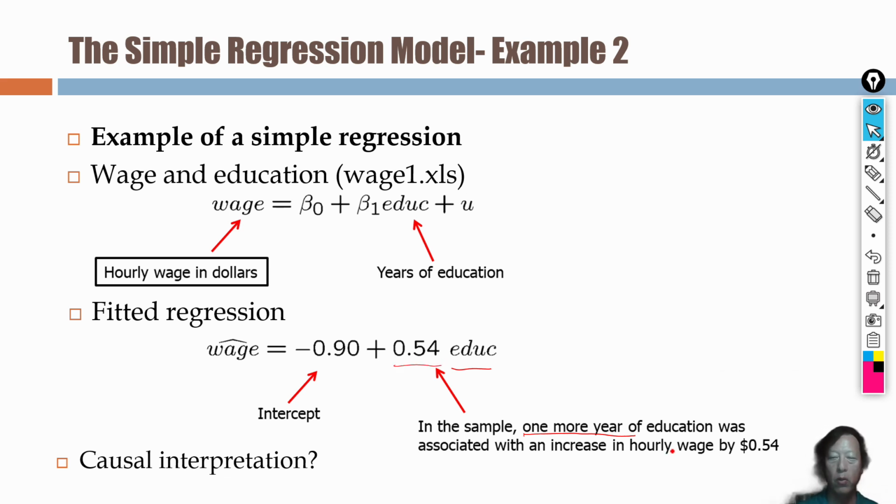Okay, so this is hourly wage. So hourly wage can go up $0.54. The intercept is, if there is zero education, what would be your salary? But actually, you will not have a person with zero years of education. So this will not be the real data there.